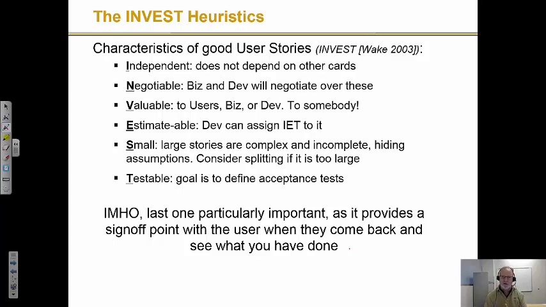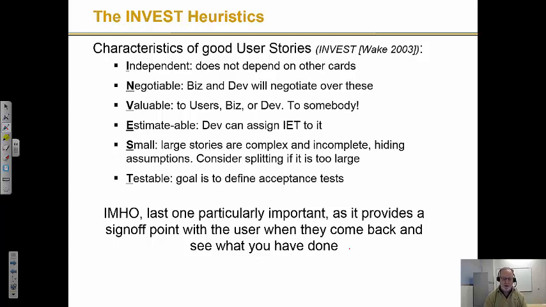But from our perspective, it just means that however it's constructed with the story and the acceptance test, it's enough that a developer can actually assign one of these relative estimated values to it. S is for small. Large stories are complex and incomplete, hiding assumptions. Consider splitting if it's too large. And that really is the case. There's a lot of discussion in the community about scaling Agile, but in effect, if I had to choose between having stories that were too large or too small, I'd probably choose having some that are too small, because at least they're done quickly and I can scope them out.